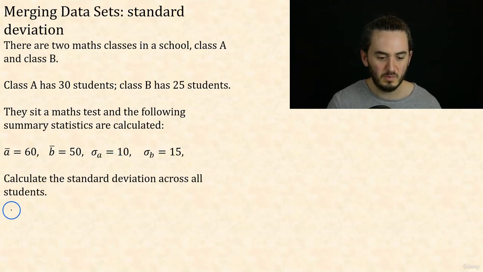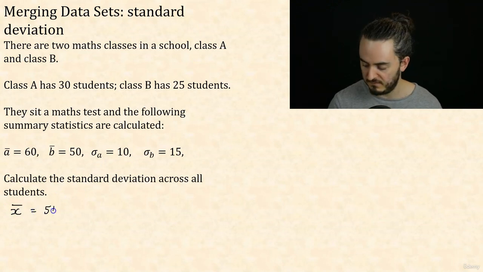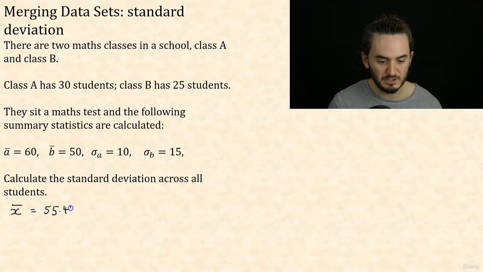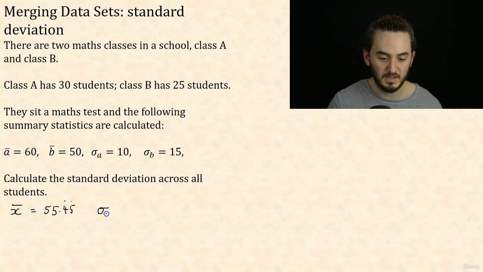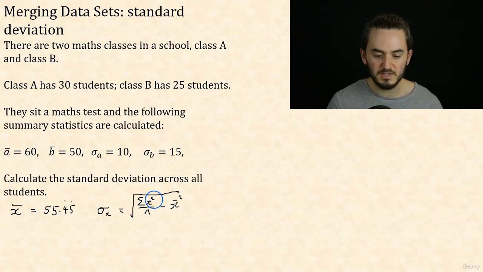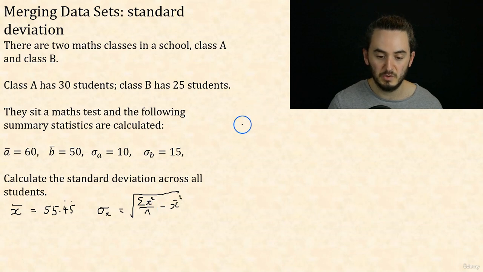Okay, in the previous video, we worked out the mean score for everyone, and I'm describing the entire cohort as X, and we had that as 54.45 recurring, so I'll just keep that here to keep things accurate. I'm looking for the standard deviation of the entire cohort now. Now what that's going to be is the sum of all of the squared scores divided by the total number of students minus the mean squared for everyone. So we have the mean here. So we just need to work out the sum of all the squared scores.